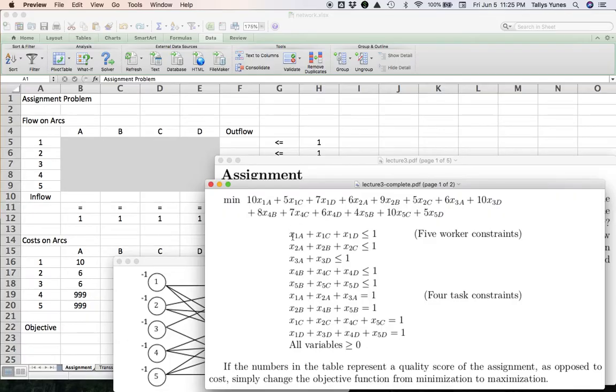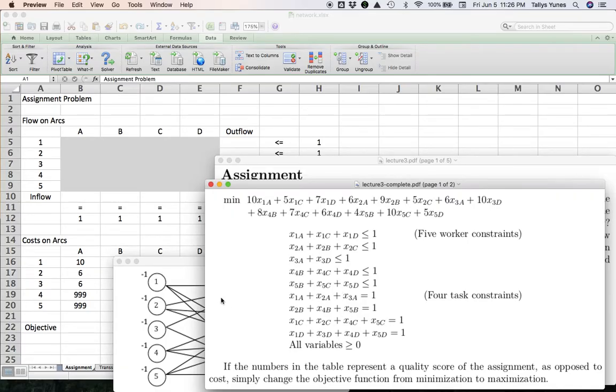What about the parts from node 1 to A, 1 to C, and 1 to D? The total shipments out of node 1, aka the outflow of node 1, is at the most what node 1 has. Because maybe node 1 is going to be the idle worker, I don't know. And likewise for nodes 2, 3, 4, 5, I'm just going to say what ships out of you is at the most what you have.